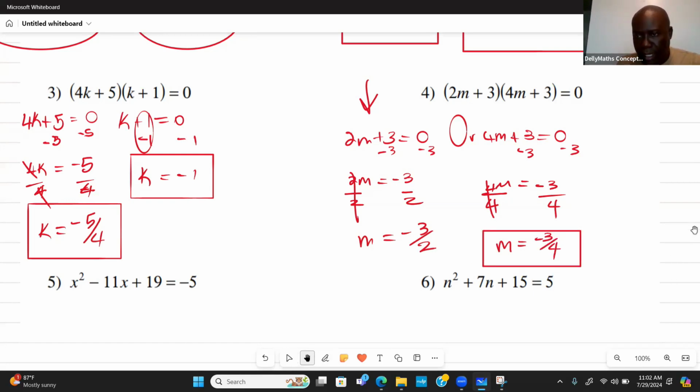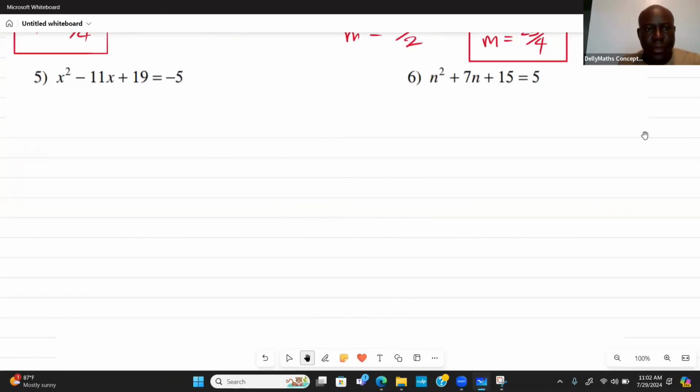Let's take a look at question 5. For question 5, it says x squared minus 11x plus 19 is equal to negative 5. In order to solve our quadratic, one of the things that we have to do is to make sure that everything is equal to 0. So I'm going to rearrange this. I'm going to add 5 to both sides of the equation. So what I'm left with is x squared minus 11x plus 24, and this is equal to 0. Remember that in solving our quadratic, we need it to be equal to 0 first.